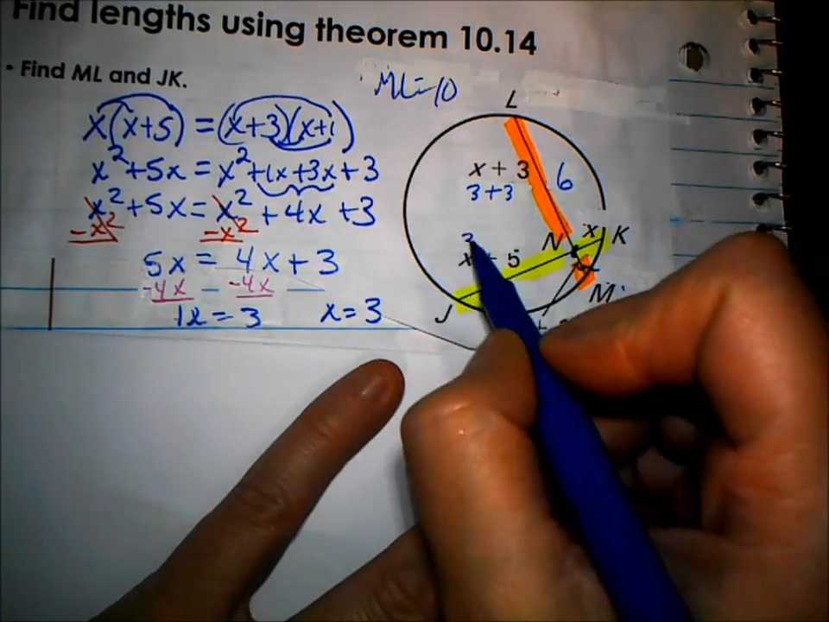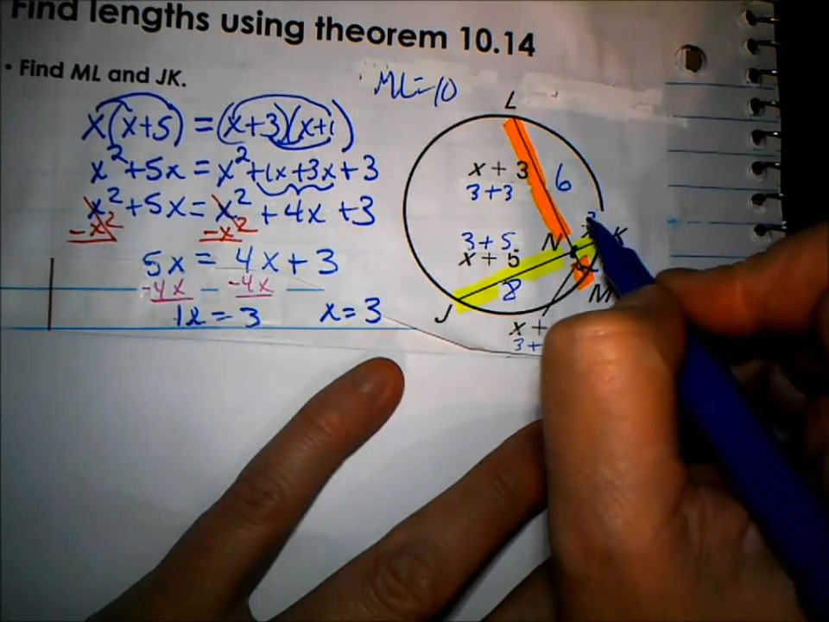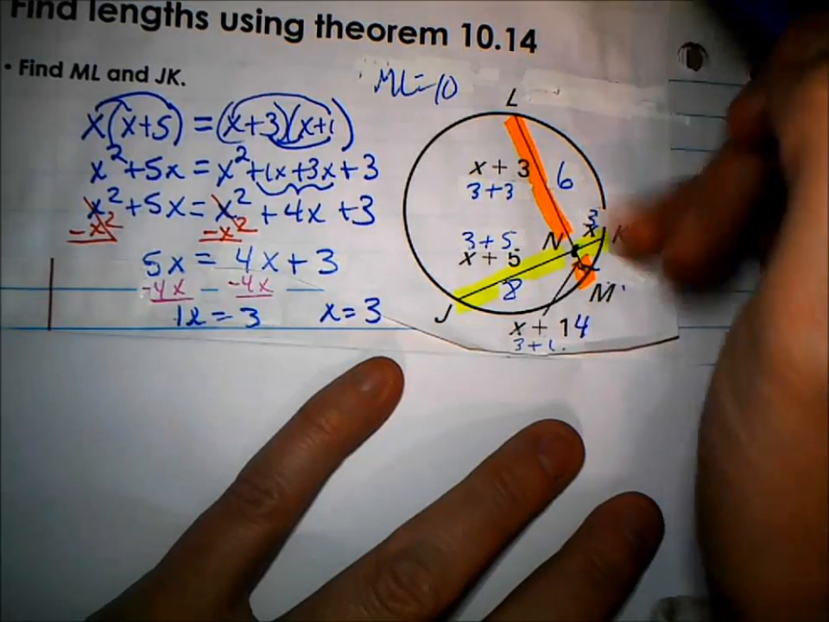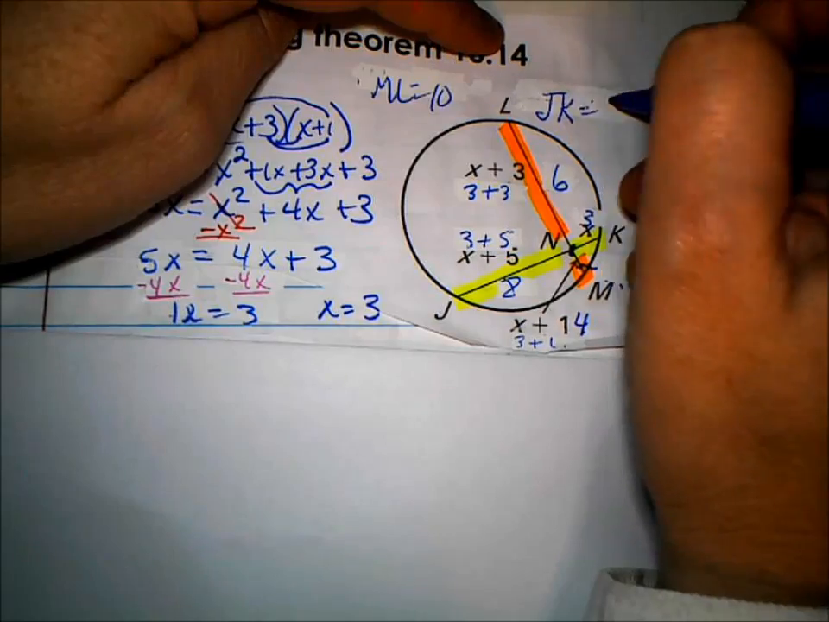If I go the other direction, that'll be 3 plus 5, which means this is 8. And that little section there is 3. So 8 plus 3 means that JK equals 11.